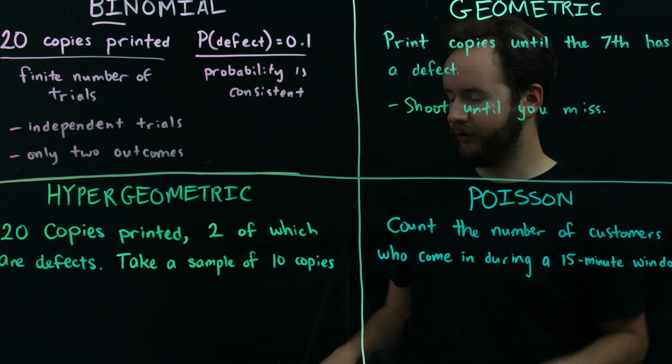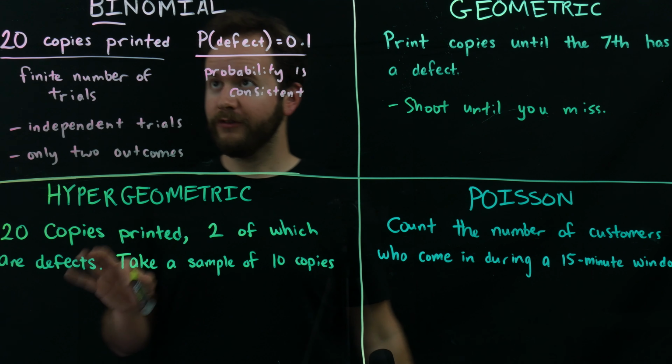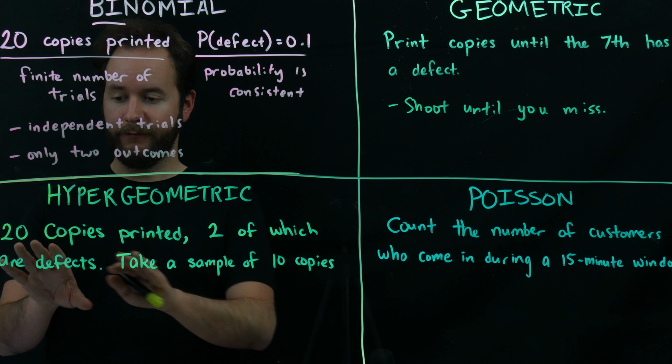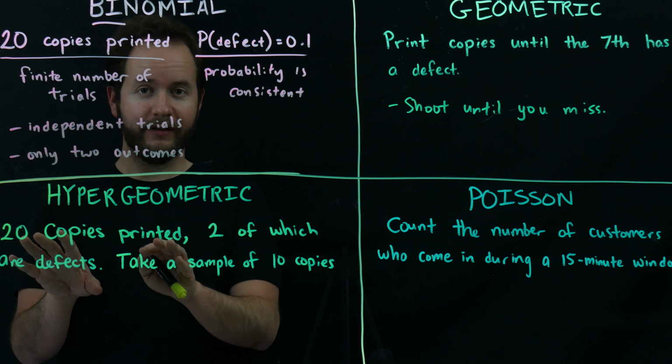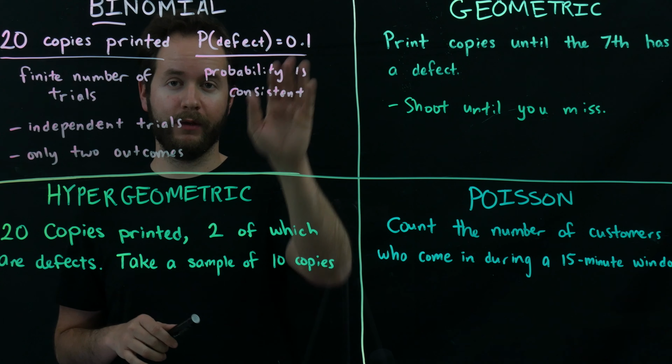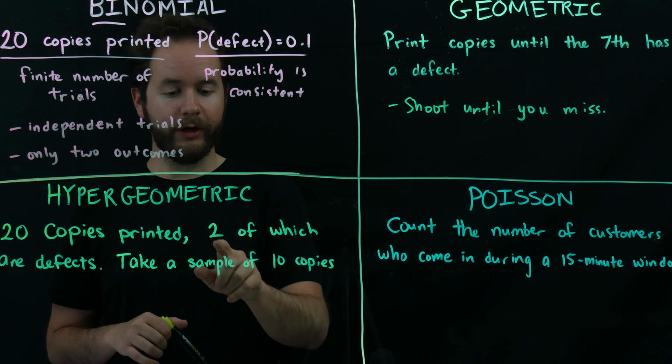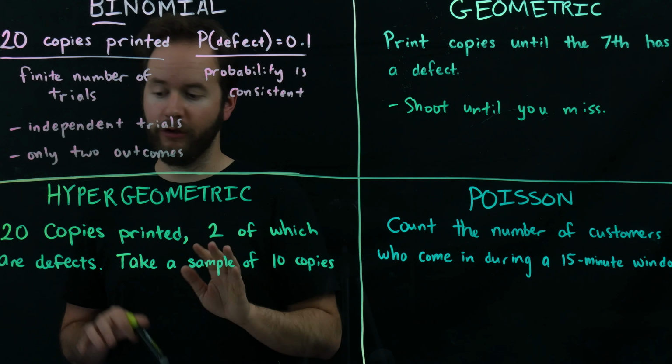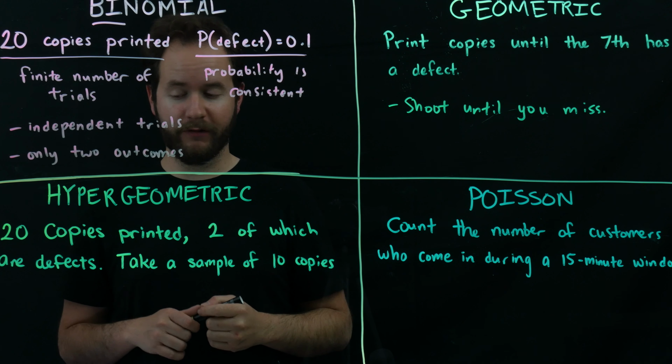All right, let's hop over to hypergeometric. This looks very similar to the binomial distribution insofar as there are 20 copies printed, but this time, as opposed to there being a fixed probability that one of the copies was bad, we know ahead of time that 2 copies are bad. There are 2 defects in this batch of 20 copies.